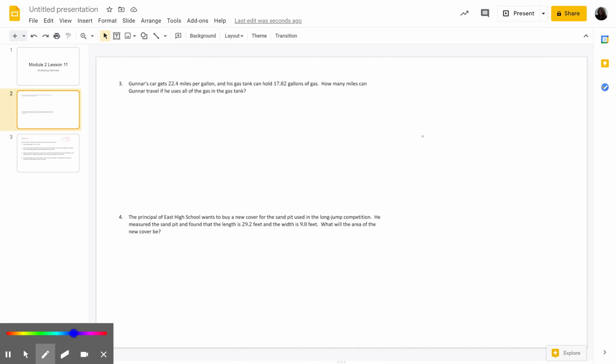So the first one, number 3, Gunner's car gets 22 4/10 miles per gallon, and his gas tank can hold 17 82/100 gallons of gas. How many miles can Gunner travel if he uses all the gas in his tank?